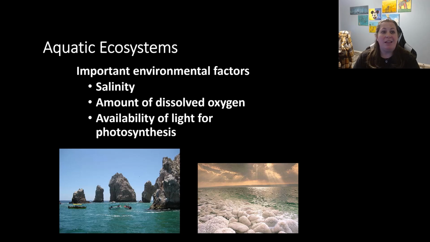We also see that the amount of dissolved oxygen is really important in aquatic ecosystems for what kind of life they can sustain. The ability of sunlight to penetrate through the water is also important for the ones who do photosynthesis. And so we'll see in the very deep oceans, light can't penetrate, and so they're going to have to start their food chain in a different way since they can't utilize photosynthesis.